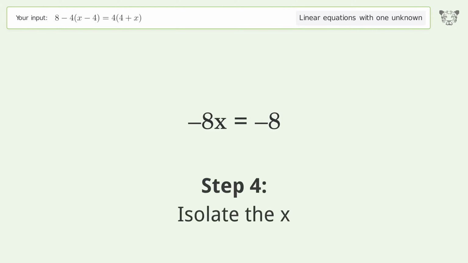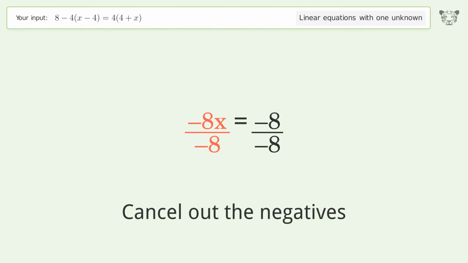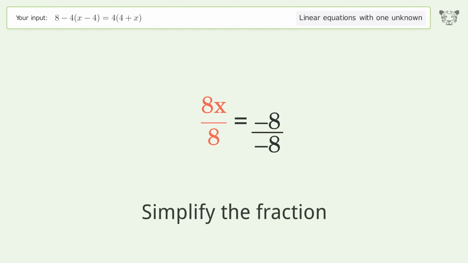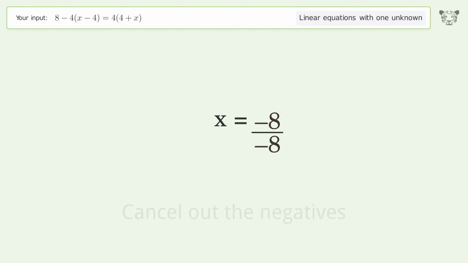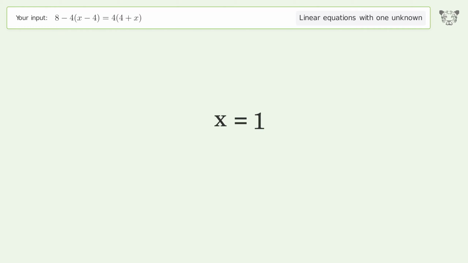Isolate the x. Divide both sides by -8. Cancel out the negatives. Simplify the fraction. Cancel out the negatives. Simplify the fraction. And so the final result is x equals 1.